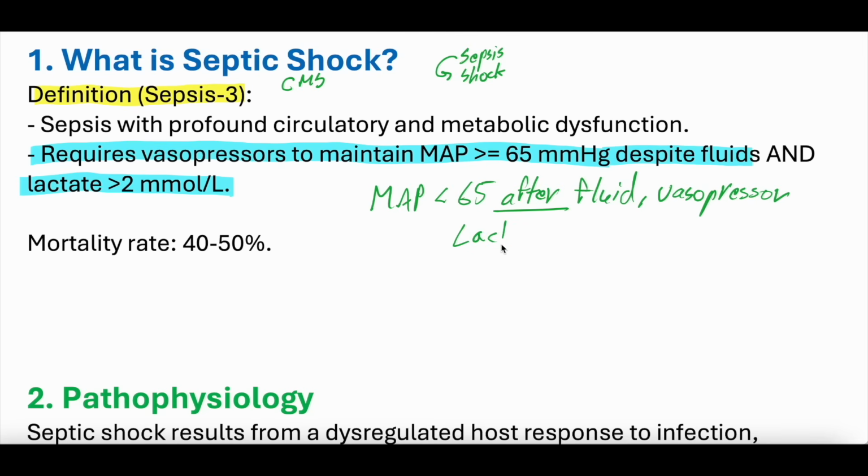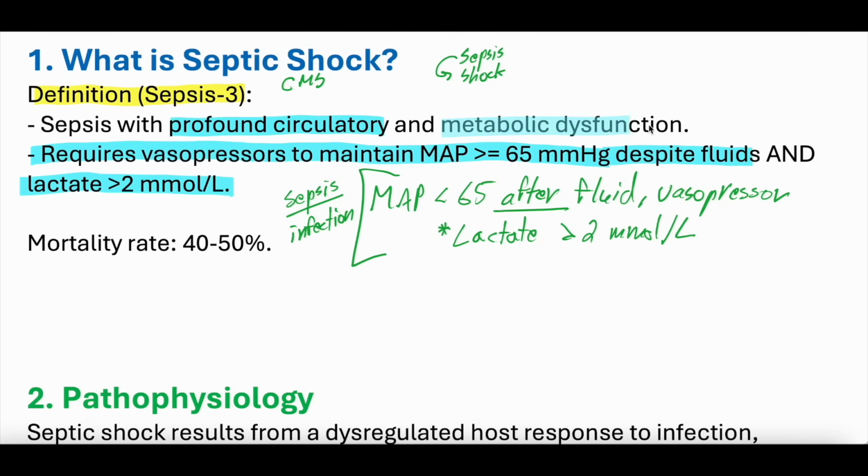And then you have to have some sign of end organ damage, which is why they have this lactate greater than 2 millimoles per liter, because this is a sign of end organ damage, and we'll talk a lot more about that. Okay, so that's the formal definition of what septic shock is. Obviously, the preceding rule here is you also have to have sepsis. You have to have an infection somewhere. So it has to be an infection that is leading to host immune dysregulation that then is leading to hypotension, a MAP of less than 65 after fluid resuscitation, requiring a vasopressor with some end organ damage, that lactate greater than 2. Okay.